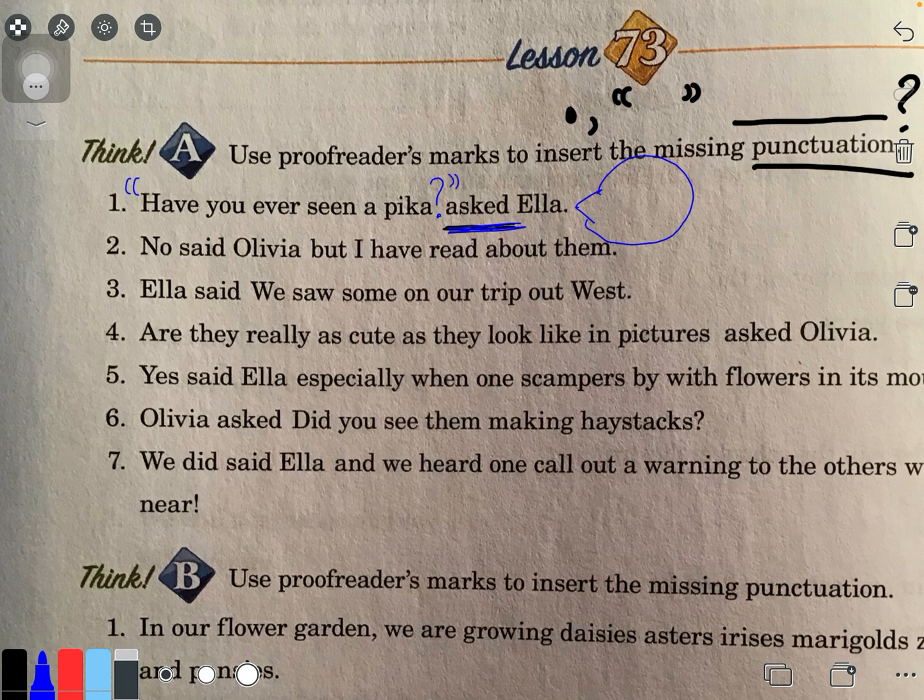I hope when you read your books, whatever you read at home, you're paying attention to these quotation marks and where they go and what goes inside.